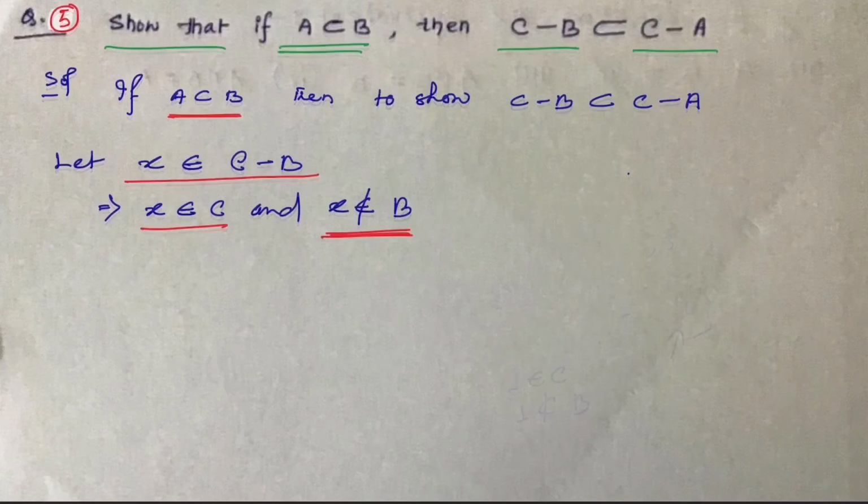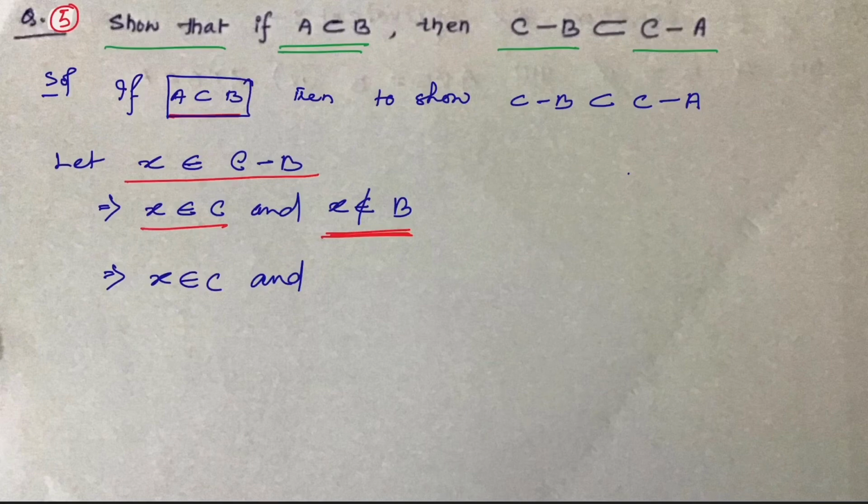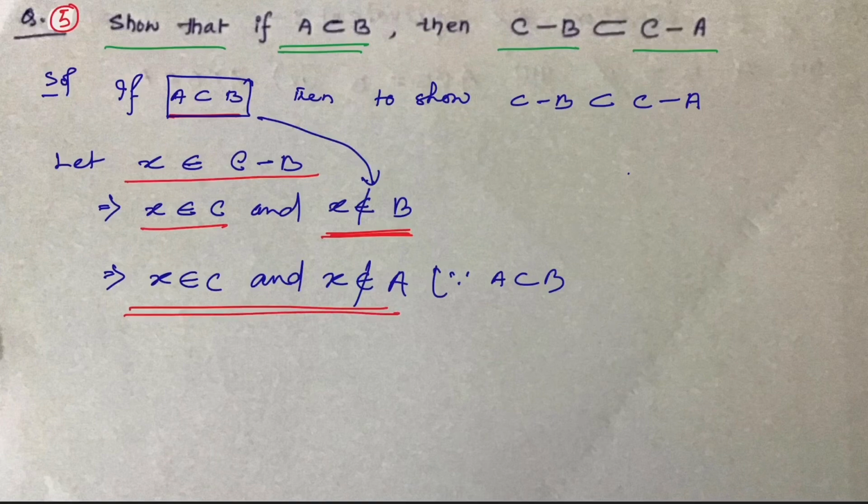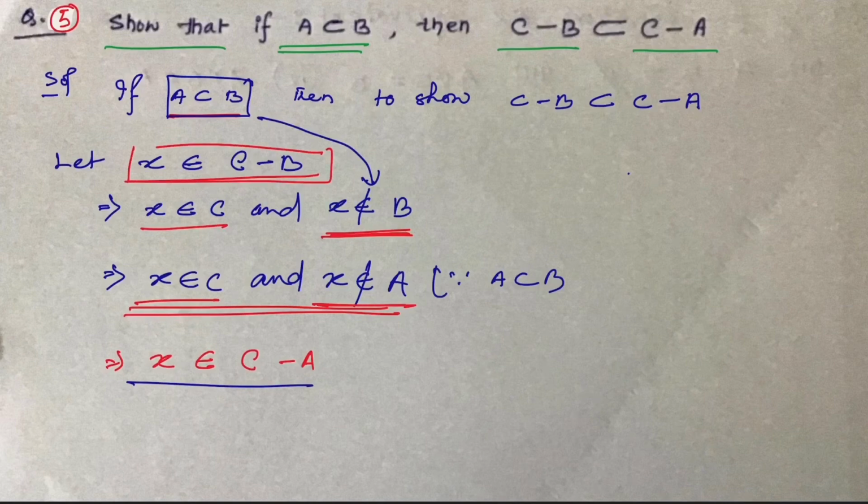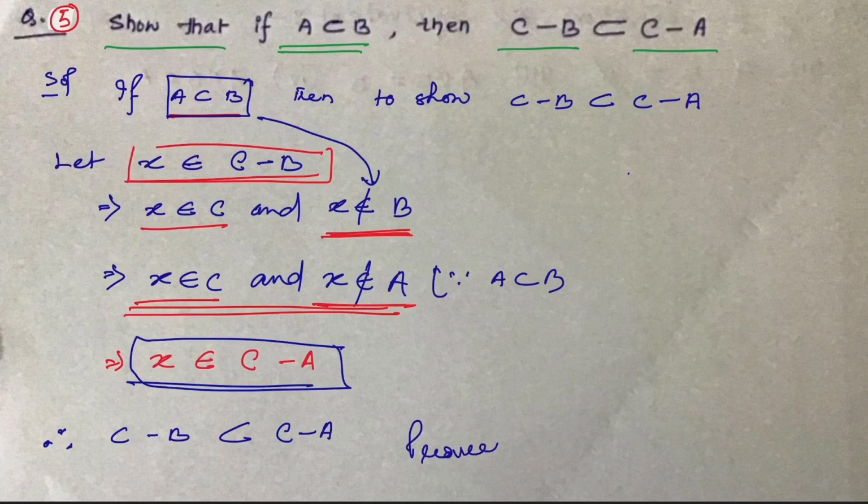Okay, so now you see it implies x belongs to C, and as you can see that A is a subset of B. Okay, so if x doesn't belong to B, then it is obvious that x doesn't belong to A as well, since A is a subset of B. Okay, and from here we can write, now you see x belongs to C and x doesn't belong to A. That means x belongs to C minus A. Okay, so what we have got, when x belongs to C minus B, we have got x belongs to C minus A. That's why we can write C minus B is a subset of C minus A, hence proved. Okay, so that's how we can solve question number 5.